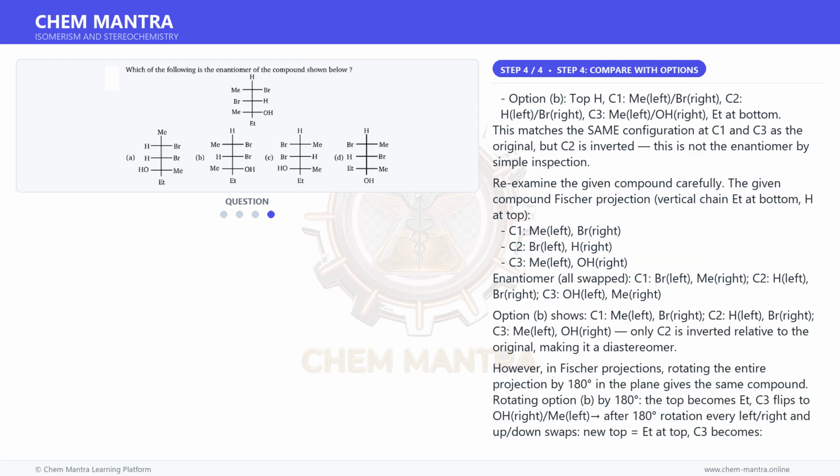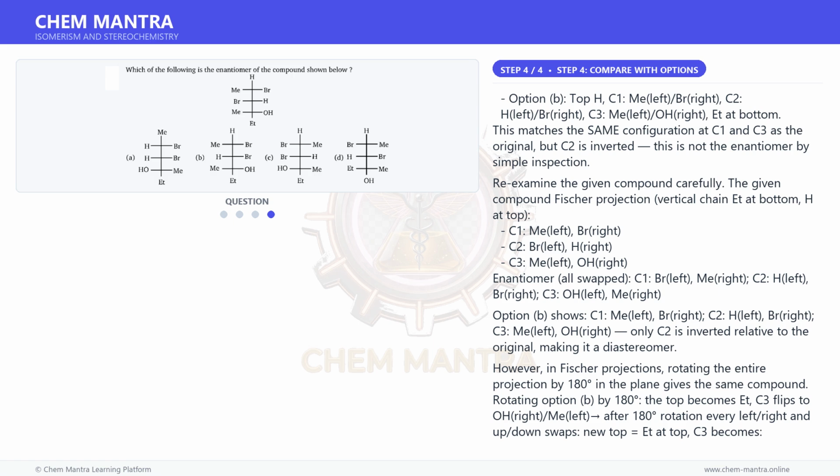And for the final step. Option B: top H, C1: Me left, Br right, C2: H left, Br right, C3: Me left, OH right, at bottom. This matches the same configuration at C1 and C3 as the original, but C2 is inverted. This is not the enantiomer by simple inspection.